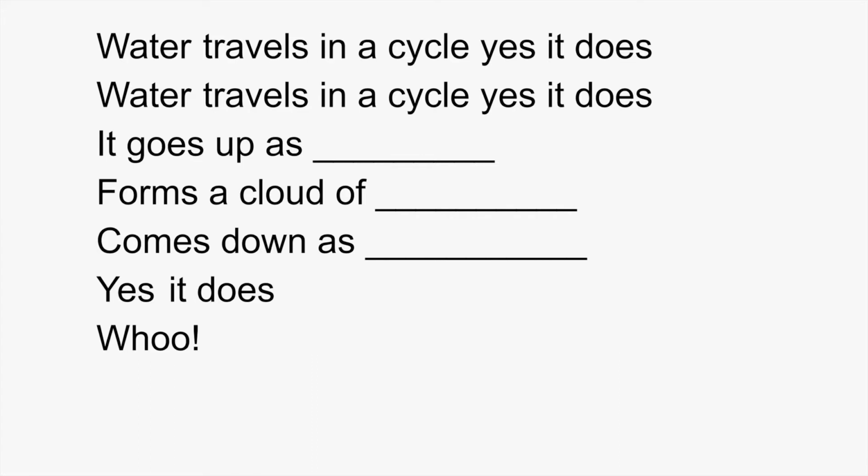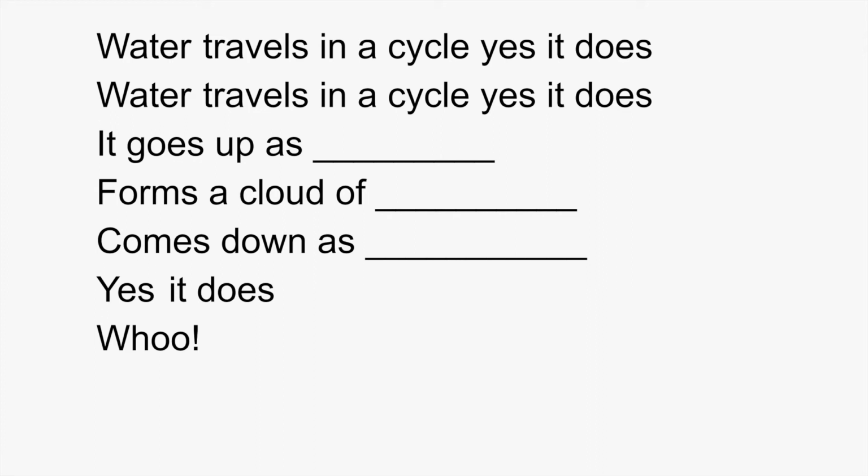Now let's try singing the song again, but this time we're going to take out the words and I will pause for you to answer verbally about which stage of the water cycle fits in each blank. We'll do this a couple times for practice. Now let's sing together. 1, 2, 3.